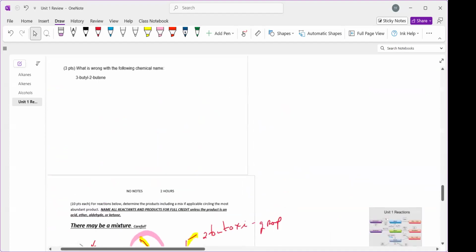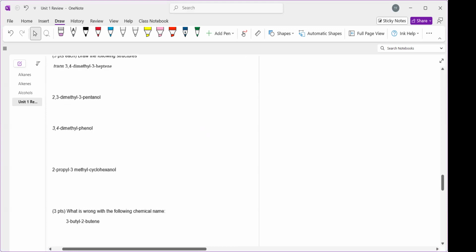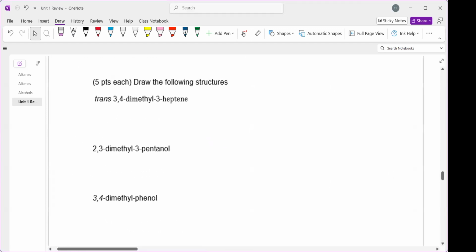Okay. We skipped over naming, so let's start. Okay, so we've got heptene. So that's going to be a 7 carbon backbone with the double bond between 3 and 4. And it's trans. So whenever you see trans, trans is a normal looking backbone. This is where it's kinked.